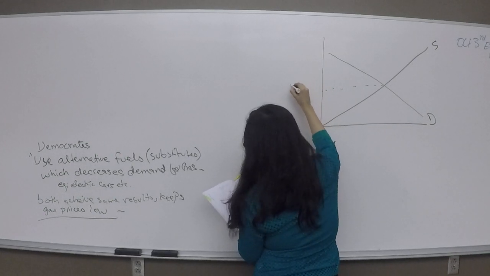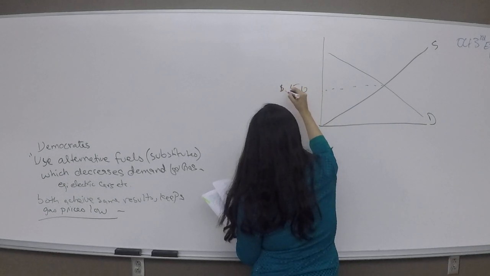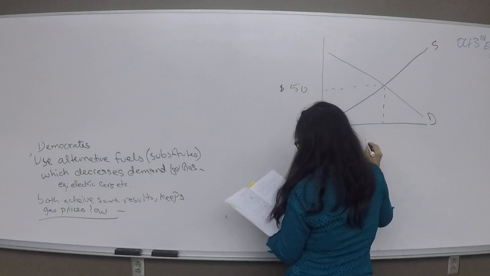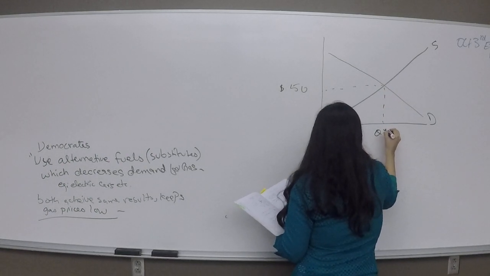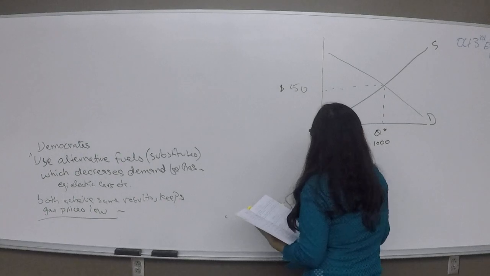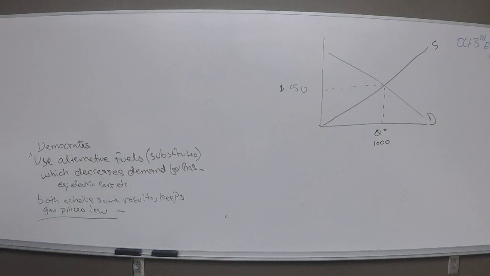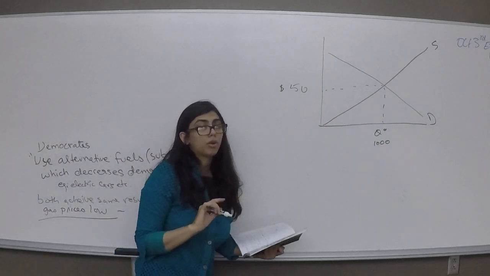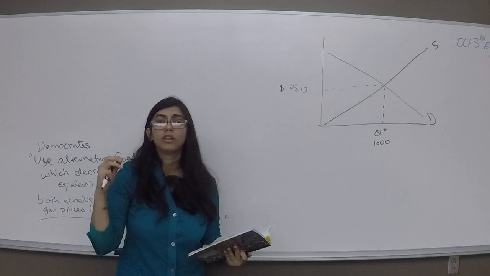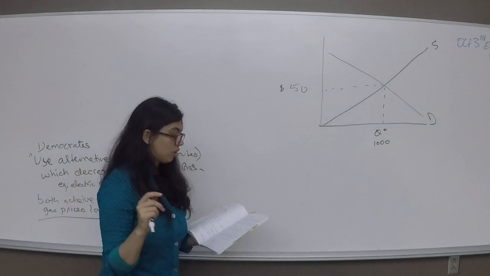Your equilibrium price is $50 and your equilibrium quantity is 1,000. So when the market transaction takes place at $50, the surplus is maximum. But when the market transaction does not take place at the equilibrium price, then there is a loss in surplus, or a deadweight loss.